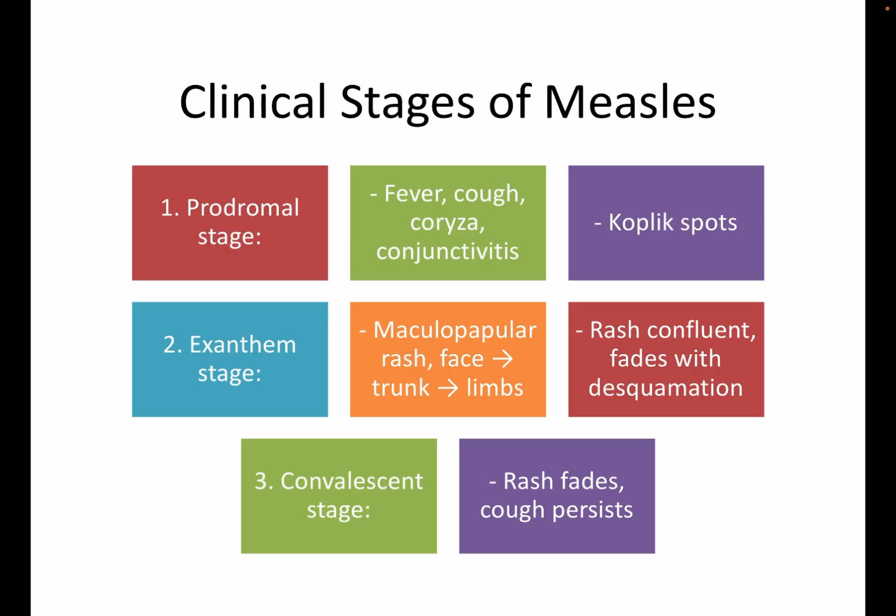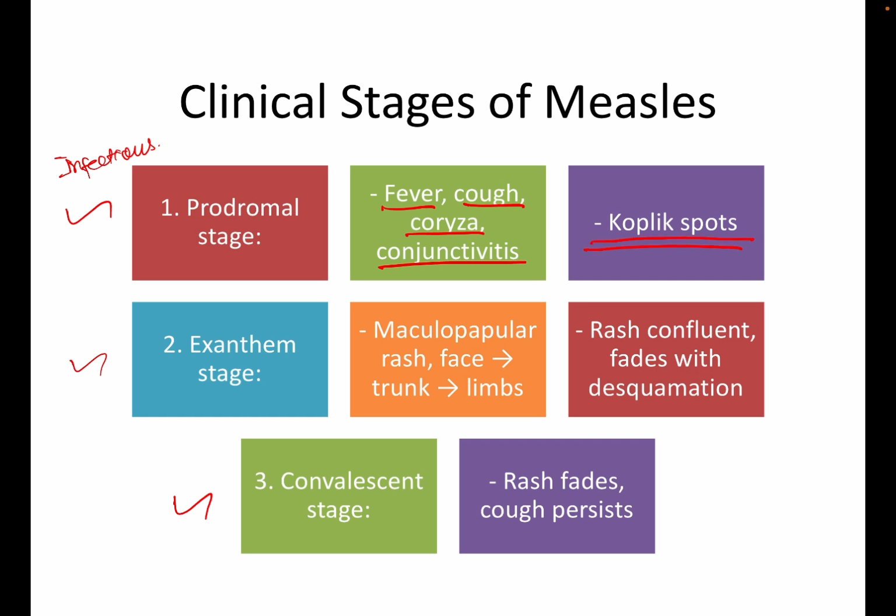Now the clinical stages. It consists of 3 stages: prodromal stage, exanthematous stage, and convalescent stage. The prodromal stage is the most infectious stage. Here there will be fever, cough, coryza, and conjunctivitis. Then there will be the typical pathognomonic Koplik spot which you have seen earlier.